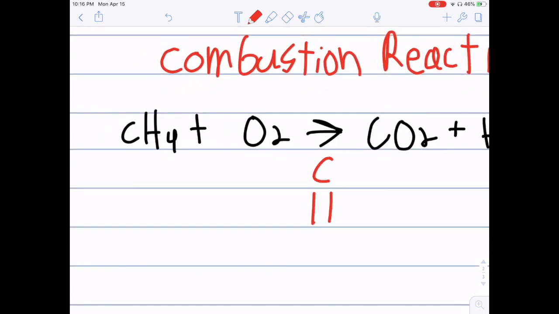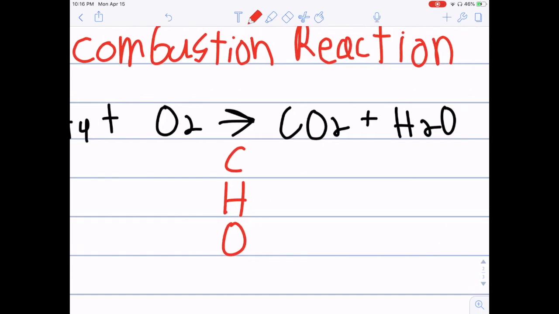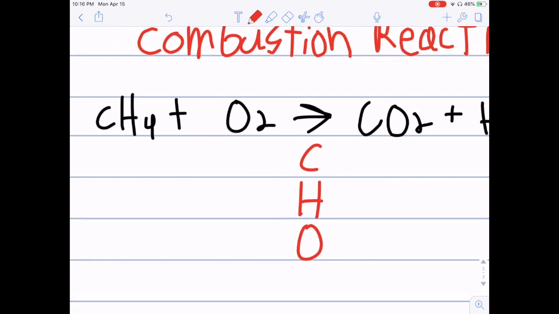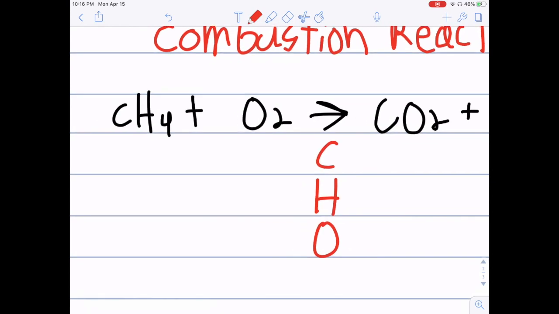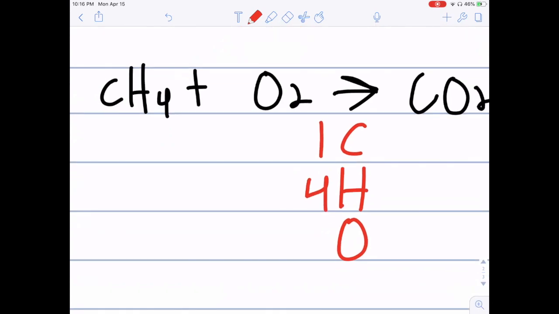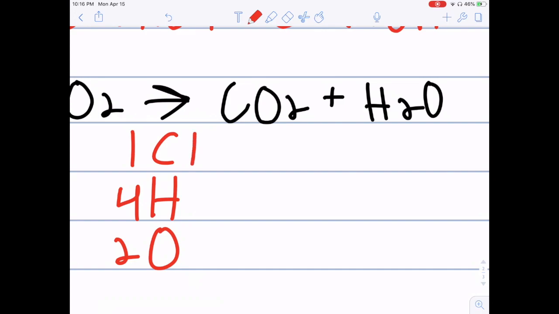Now, this is where a lot of people will mess up. In this specific equation, you have to separate the C, the H, and the O because they do change places when they switch to the right side and become products. So that's just one thing to be mindful of. So on the left side, we have one C, four H's, and two O's. And on the right side, there's one C, two H's, and one O.